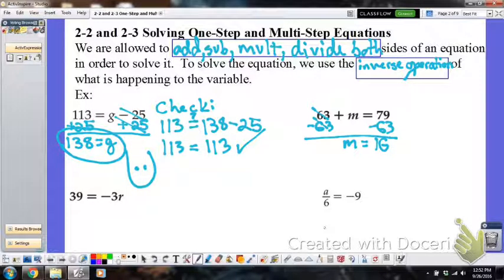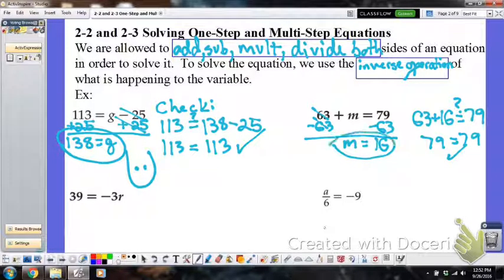Again, check it real quick. I'm going to find out if 63 plus 16 is equal to 79. I don't know if that's equal yet. 63 plus 16 is 79, and that is equal to 79. So we are right. My solution is m equals 16. We know we're 100% correct, so we get a mathematical smile.